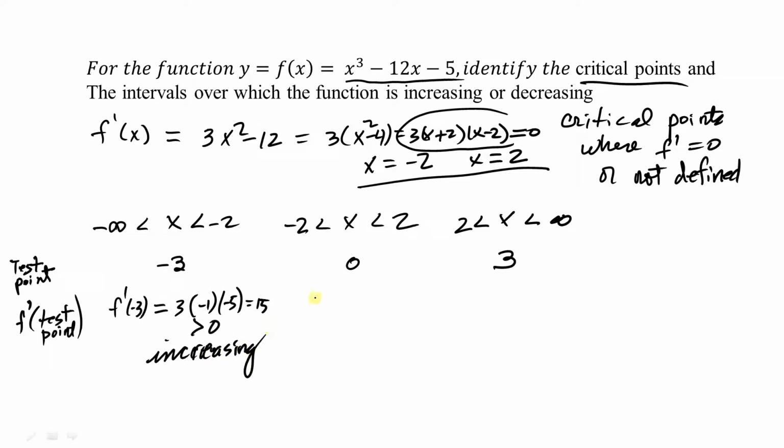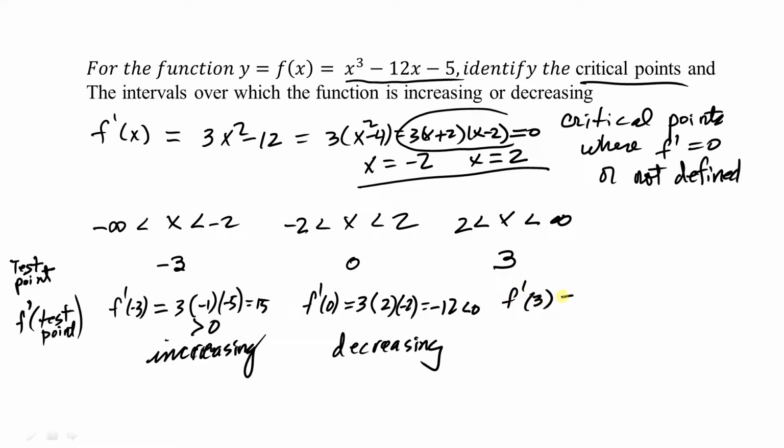Now let's look at the test point of 0. Plugging in 0 in the first derivative, we get 3 times -2 times 2, equal to -12, less than 0, so it is decreasing. And then finally we look at the first derivative at 3 to see what its sign is, and we get 3 times 5 times 1 equals 15, more than 0, so it's increasing.